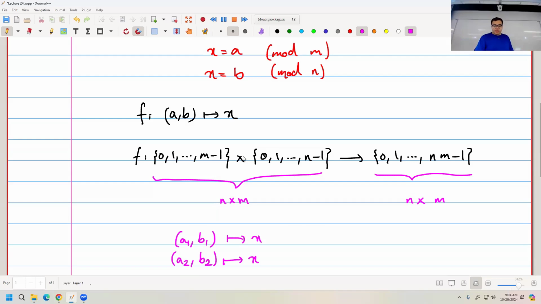Okay, so I have n times m different values on the left-hand side, and my algorithm is also 1 to 1. But I also have n times m values on the right-hand side. So it has to be onto as well. So it's a 1 to 1 correspondence. Okay. Great. So I have one solution and exactly one solution.